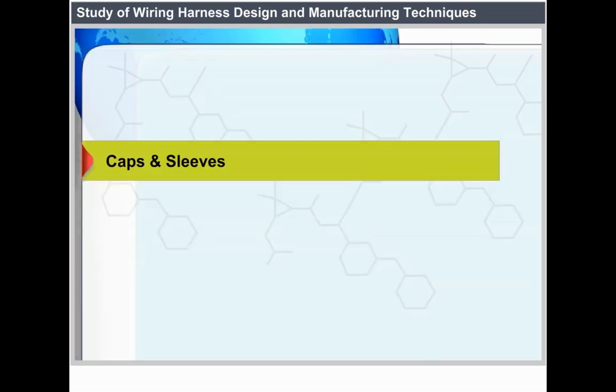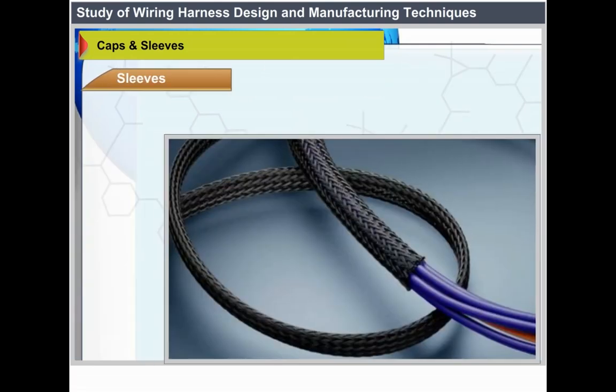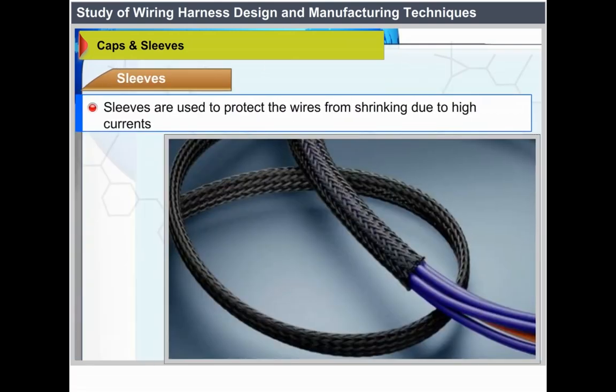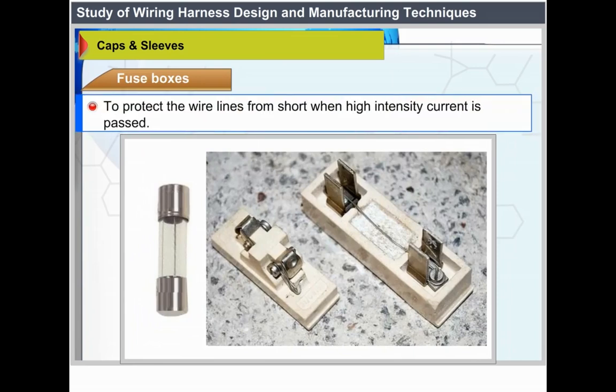Caps and sleeves. Caps are used to protect the terminals from being damaged. Sleeves are used to protect the wires from shrinking due to high currents. Fuse boxes protect the wire lines from short circuits when a high intensity of current is passed.